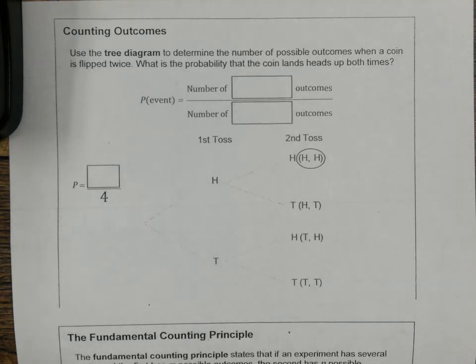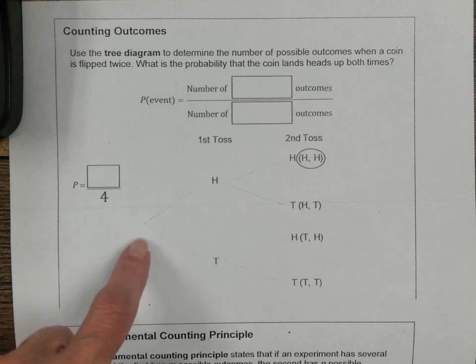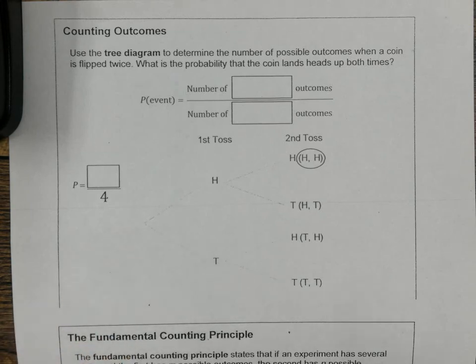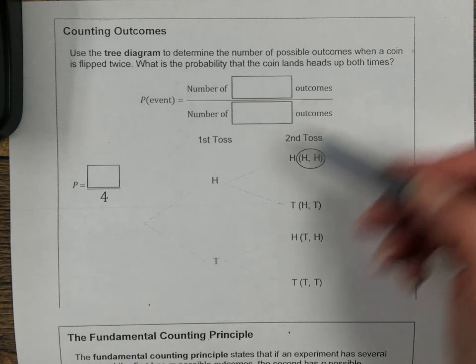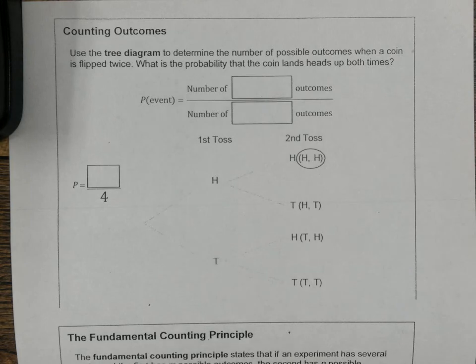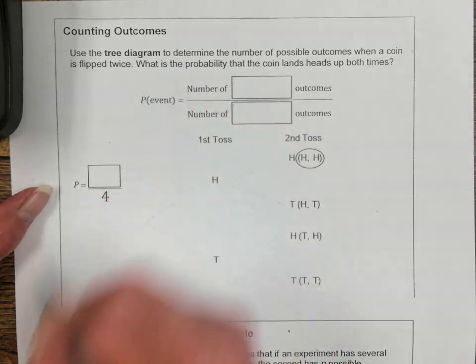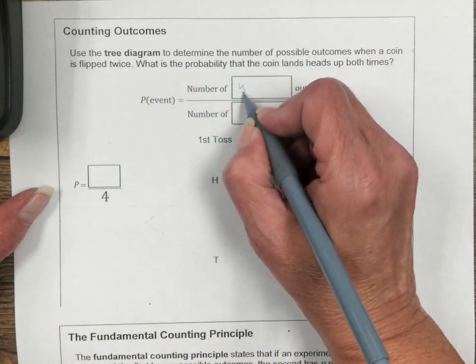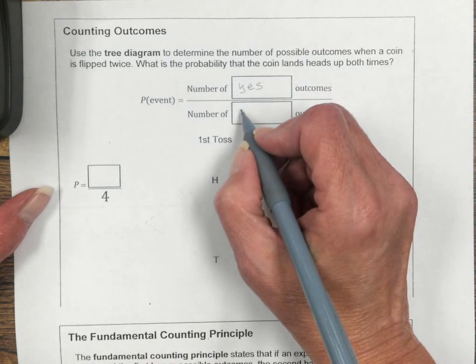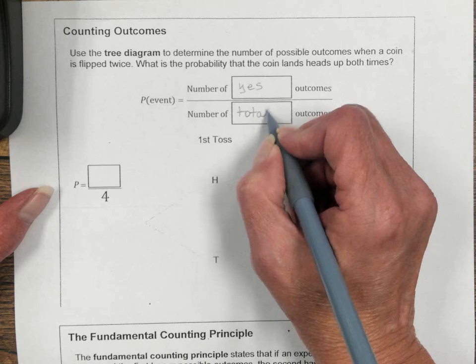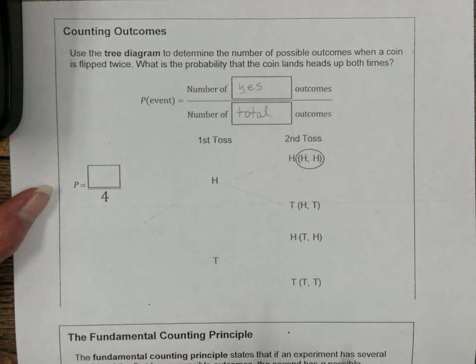Well, we can do that using a tree diagram, and that determines the number of possible outcomes if you flip a coin twice. So here's the deal. On these decision trees, you've got a choice, and then you've got a choice to make after that. And that's what it's going to do, is give you a listing of all of your choices. Okay? So P of any event is the number of yes outcomes divided by the number of total outcomes. Okay?